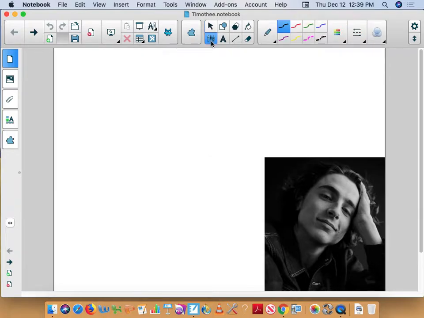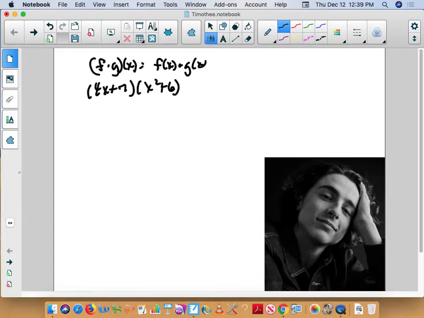So if you see this, f times g of x, that means to write f of x times g of x. It's a dot, okay? And they just don't want you to fill in the number. They want you to still have the x in there, okay? So I would have f of x and g of x. And then I would expect you to multiply it out.